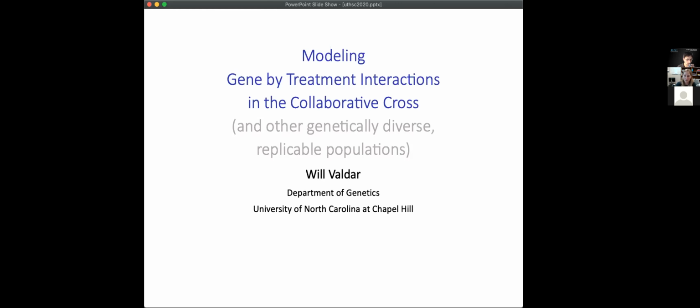And his work has been critical for understanding trait genetic architecture and specifically modeling complex genetic effects like gene by environment, gene by treatment interactions. And I think his work has been really pivotal for the broader research community in terms of providing guidance and also tools to be able to leverage some of these genetic resources like the collaborative cross and the diversity outbred cross and heterogeneous stock mouse populations. So welcome, and thank you for taking time out of your busy schedule to talk to us today.